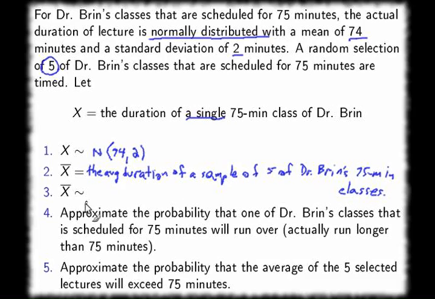Now, according to the central limit theorem, the distribution of the averages fits a normal distribution with the same mean as the underlying distribution and a standard deviation that's equal to the standard deviation of the underlying distribution divided by the square root of the sample size, 5.